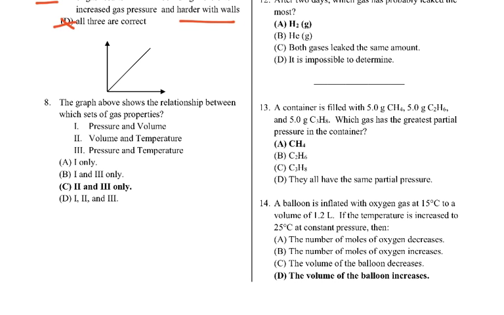Number 8, the graph above shows a relationship between which set of gas properties? Well, we should know that this is directly related. So for property X and property Y, when one goes up, the other goes up. When one goes down, the other goes down. So that is not pressure and volume. Pressure and volume, one goes up, one goes down. Volume and temperature and pressure and temperature, they are both good. So a graph would work for that one. So the answer is 2 and 3 only. Answer C.